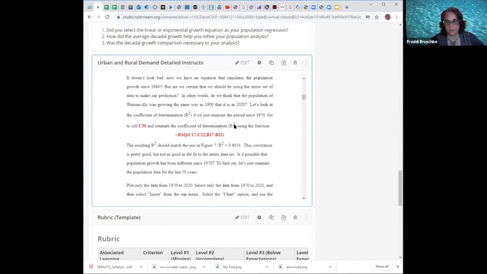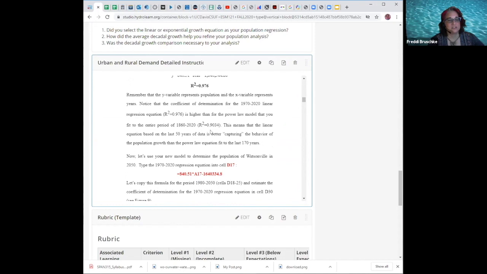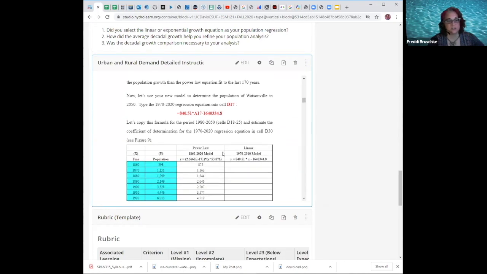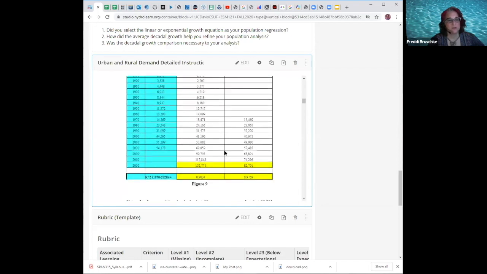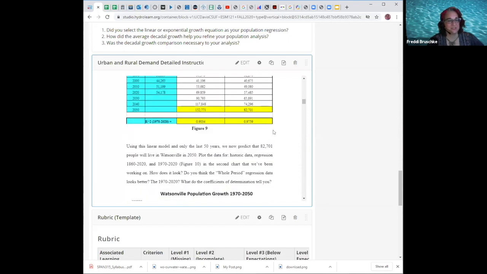Because this is in a separate frame, an instructor could choose to use it or not use it, so make it not available. If you were worried about students being able to follow this, you can see this is walking them through in great detail. This is what you put in each cell. This is how you do the calculation. You can also see here we're having them do two different regressions to determine the population projection out to the year 2050, which is what this analysis is doing.